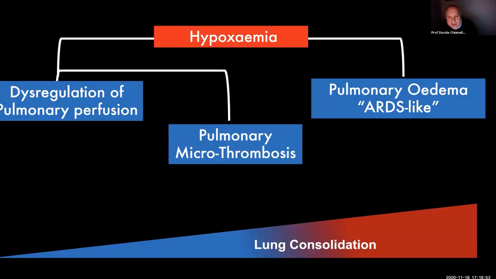So one of the things that's been said again and again today is that hypoxemia in COVID-19 is a little more complex, I think, than the traditional or classical ARDS or respiratory failure that we've seen so far. It's because it's an overlap between a dysregulation of pulmonary perfusion. There is also some immunothrombosis with micro and large and small vessel thrombosis. And then obviously there is the more classical form, which is the ARDS-like, which is due to the pulmonary edema. And you can see there at the bottom where lung consolidation is from minimal to very prevalent.